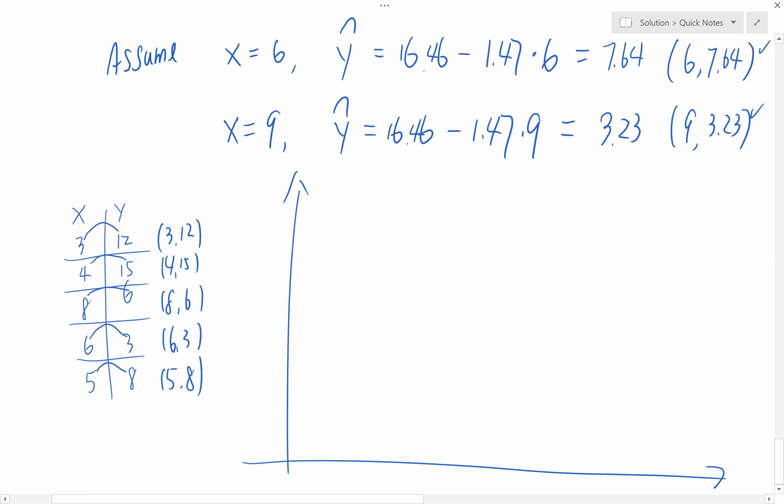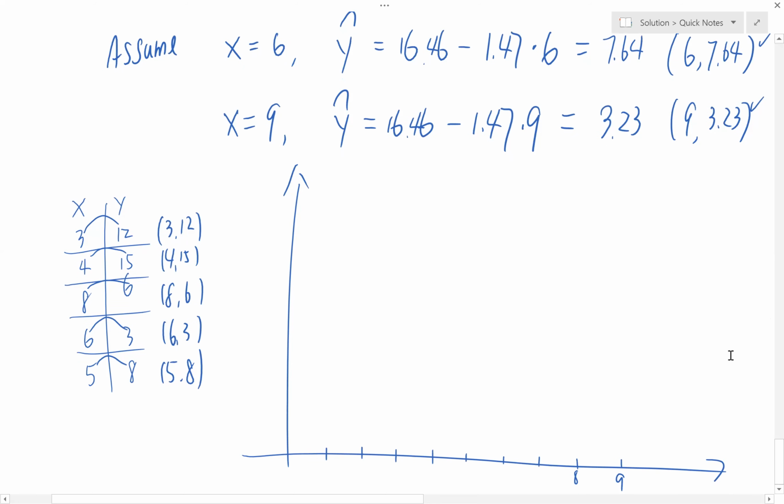Okay, so we have all the way to 9, so we need 9 units. 1, 2, 3, 4, 7, 8. And on the y axis, the maximum turned out to be 15. Similarly, it will be 2, 4, 6, 8, 10, 12, 14, 16. Let's do it. And then plot all the points first.